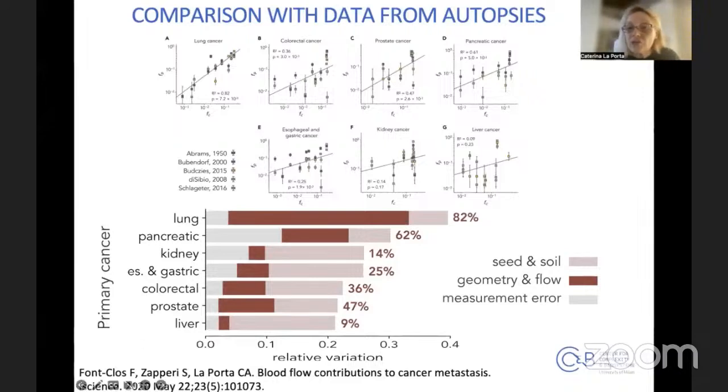But for lung, geometry and flow is very important, and can be used to predict how many cells will give rise to metastasis starting from that specific primary tumor. And so now we have predictive models that for some tumors work well, and we can predict the circulating tumor cells. We can predict in which metastatic sites the tumors will give rise to a metastasis and will grow, and that is a predictive model.